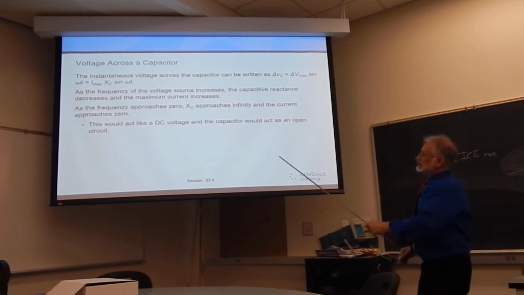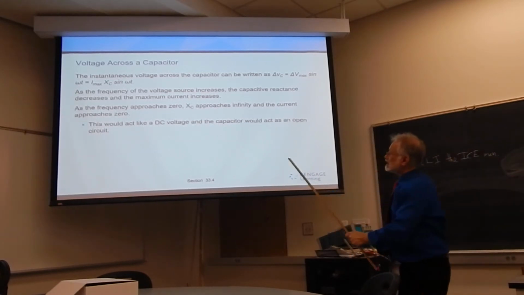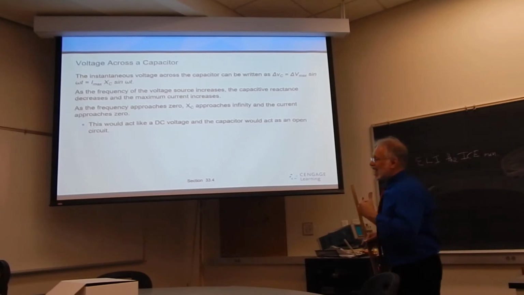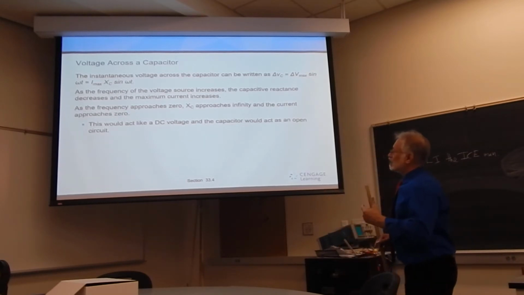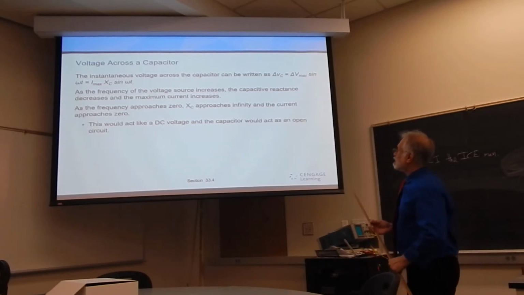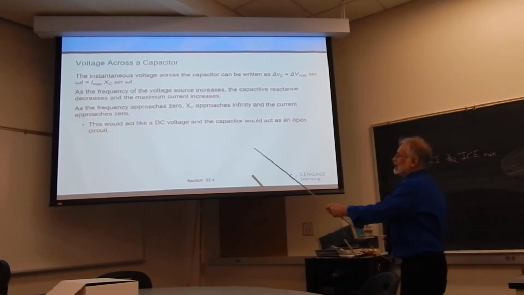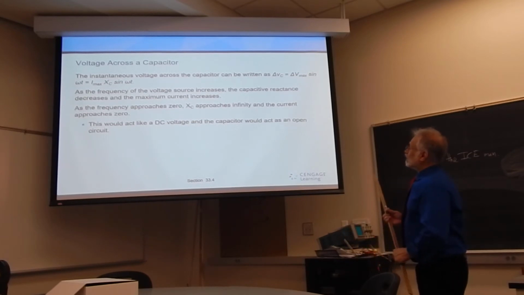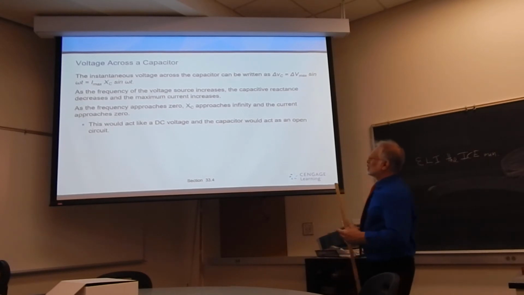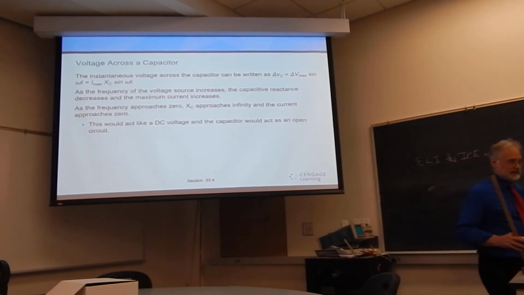And as you see, as the frequency approaches 0, in this case, X sub C approaches infinity, and the current approaches 0. So it's the exact opposite of the way an inductor works, an inductive circuit. So in this case, when X sub C approaches infinity, it looks like we have a DC voltage, and the capacitor would act as an open circuit.